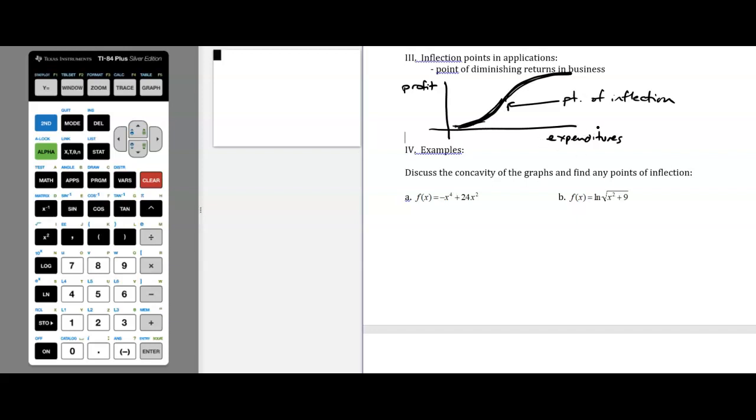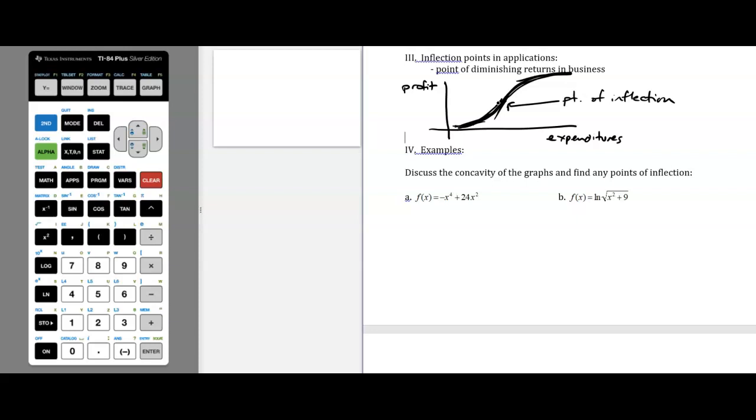But then other people might say, you know what, we're not getting as much profit for our expenditures as what we were before, because at this point your slope, the change in your profit for a change in expenditures, is much greater than it is at places like this. And so that point of diminishing returns is a point of inflection. We see that all the time in business applications.